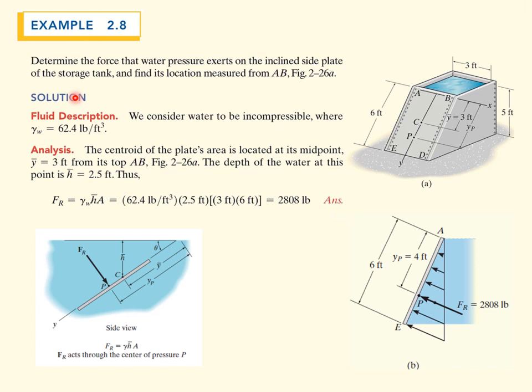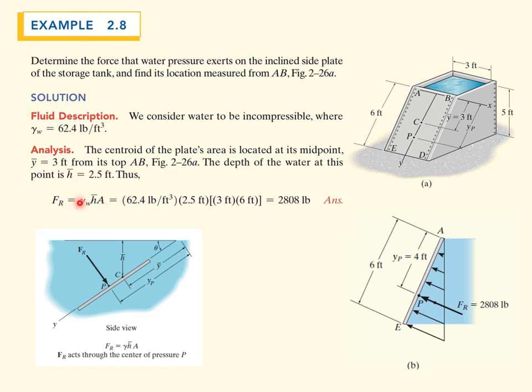Okay, let's take a look at a problem to see how to use this equation. Let's say we have a storage tank that's full of water. We want to determine the force that the water pressure exerts on this side, A, B, D, E. You can see it's a 3-foot wide by 5-foot deep storage tank, so it's a rectangular area, so it's symmetrical, and this length from here to there is 6 feet. So we use our formula, gamma H bar times A.